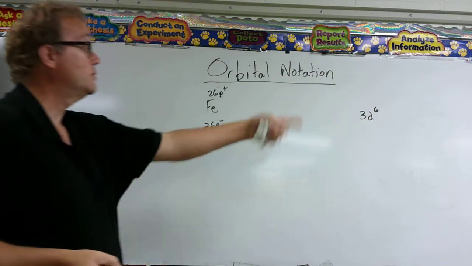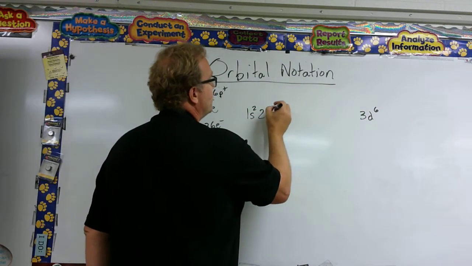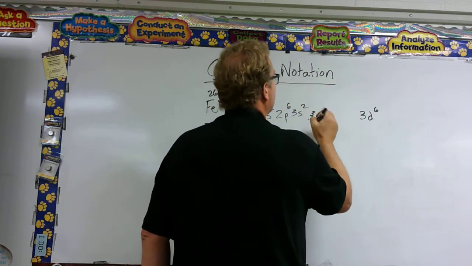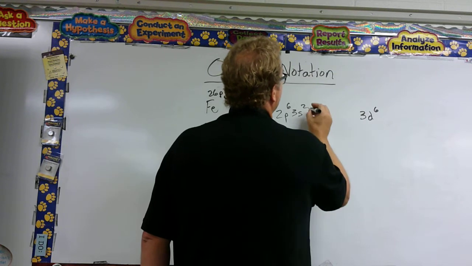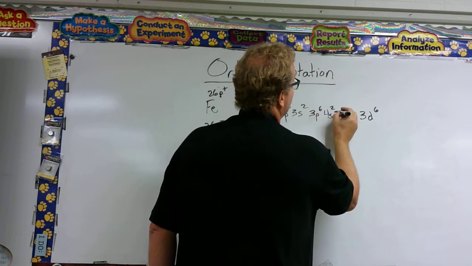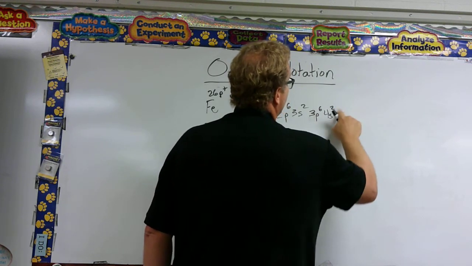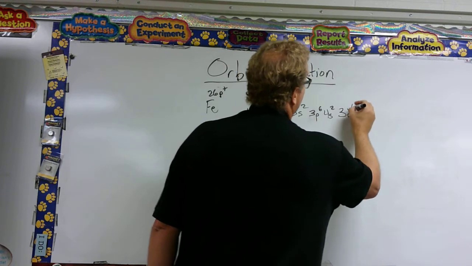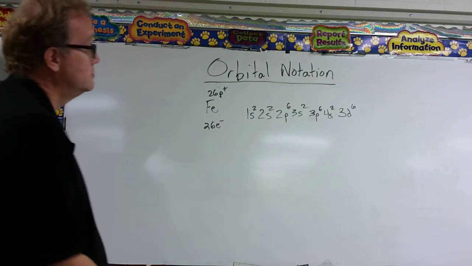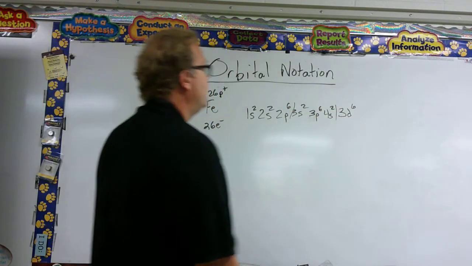And then you just fill in all the notations before it. 1s2, 2s2, 2p6, 3s2, 3p6, 4s2, 3d10 would normally be in there, but I have a 3d6. So that's my element. And if you add it up, it's 26.